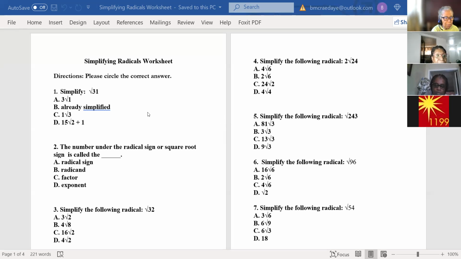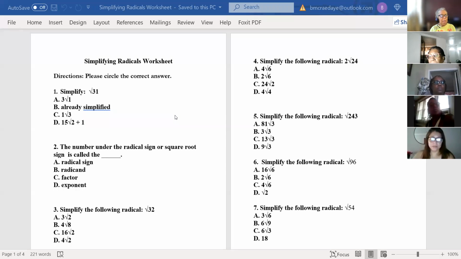Yes, I'm seeing it. Simplifying radicals. What I was saying is that when it's a prime number, it can only be multiplied by itself and 1, which means you can't factor it into numbers other than itself and 1. Hello, Chastity. Chastity is on. Good afternoon. Now, let's see if you remember the simplifying radicals.